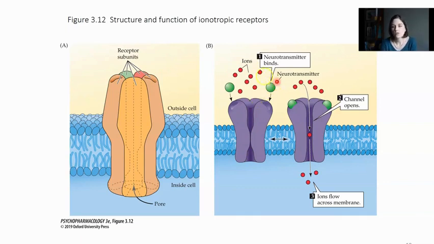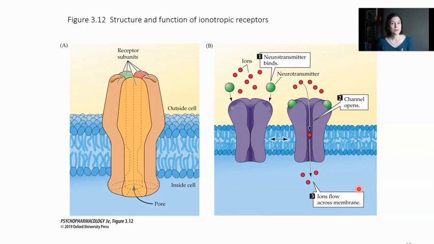And it's only when the neurotransmitter actually binds, and you can see the binding pocket diagrammed here, that we get this conformational change in the shape of the receptor, so that the protein changes its shape, and this pore in the middle of the receptor actually opens up, and now it allows the ions to flow. And that's what's going to then be responsible for that rapid synaptic transmission.